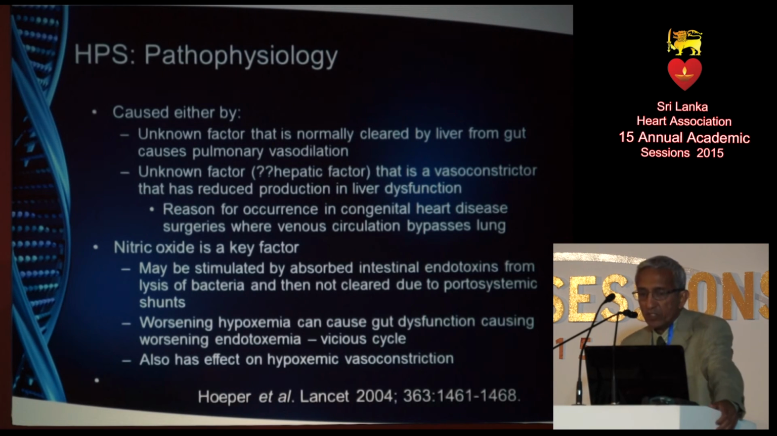Nitric oxide is believed to be a key factor causing vasodilatation, nitric oxide being produced by endotoxins and then further aggravated by hypoxia.